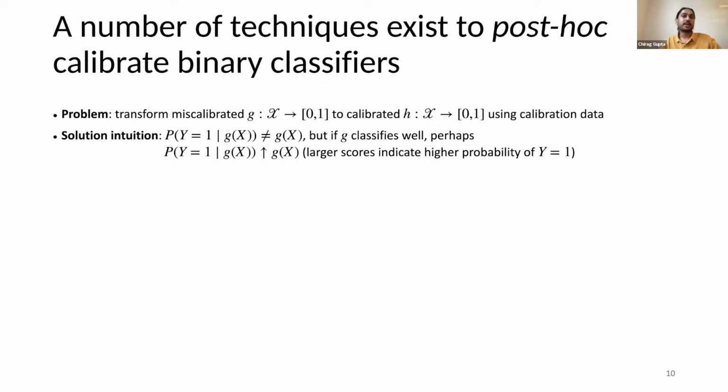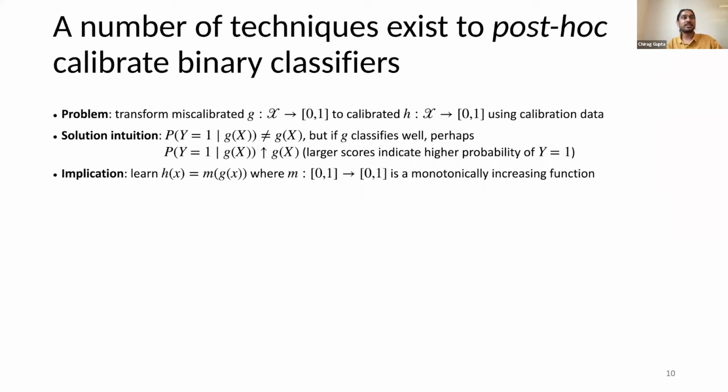And the intuition is that although G may not be calibrated, which means that these two things are not equal, it could be true that G is a very good classifier, which essentially means that there's some kind of monotonicity. It doesn't mean this, but you expect that there's monotonicity between the probability of y equals 1 given G(x) and G(x). So even on that miscalibrated adult data set, you could see that there was a trend of increasing probabilities, but they were miscalibrated. So larger scores of G in some sense indicate larger probabilities of y equals 1.